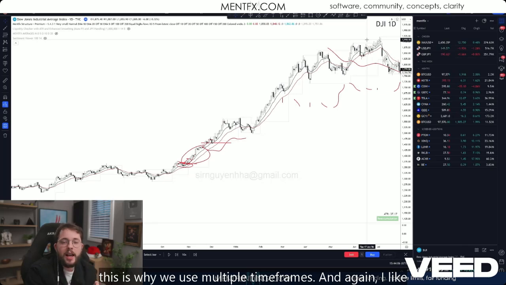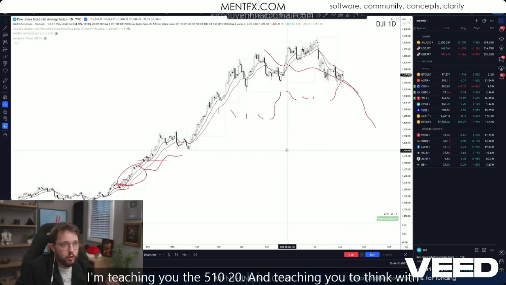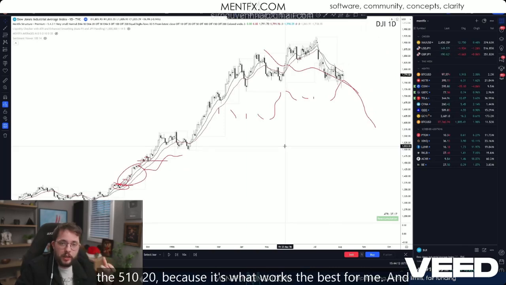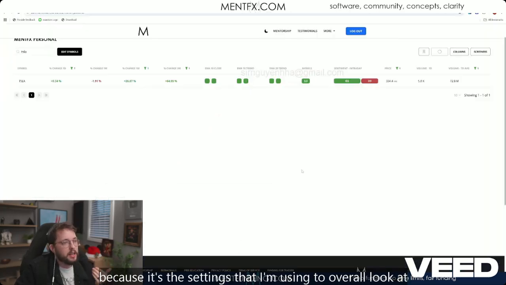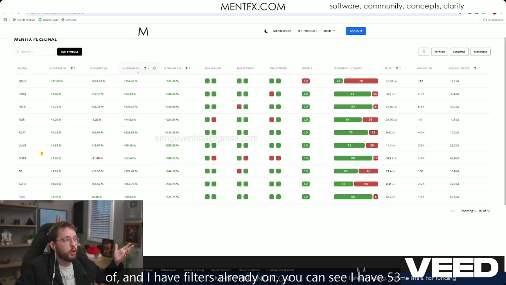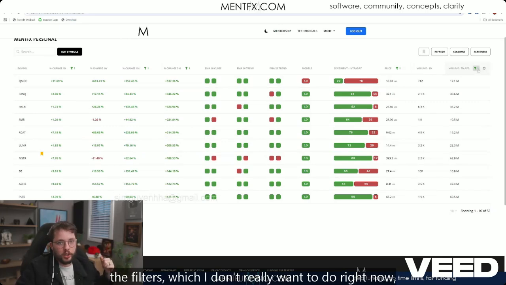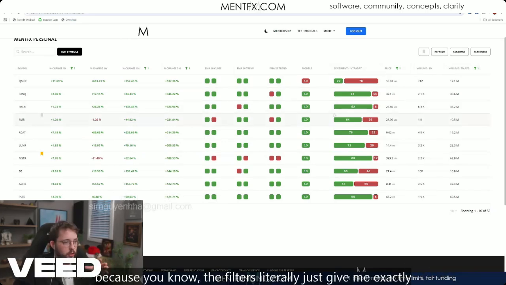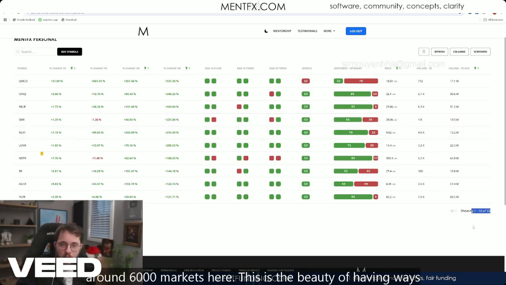And again, I like the 5, 10, and 20 personally for momentum basis, and that's why I'm teaching you to think with the 5, 10, 20, because it's what works best for me, and it's the settings I'm using to look at and find markets. Because when I have this all taken care of and I have filters already on, you can see I have 53 options to choose from. Of course, if I take off all the filters, which I don't want to do right now because the filters give me exactly what I want to see, there'll be around 6,000 markets here.